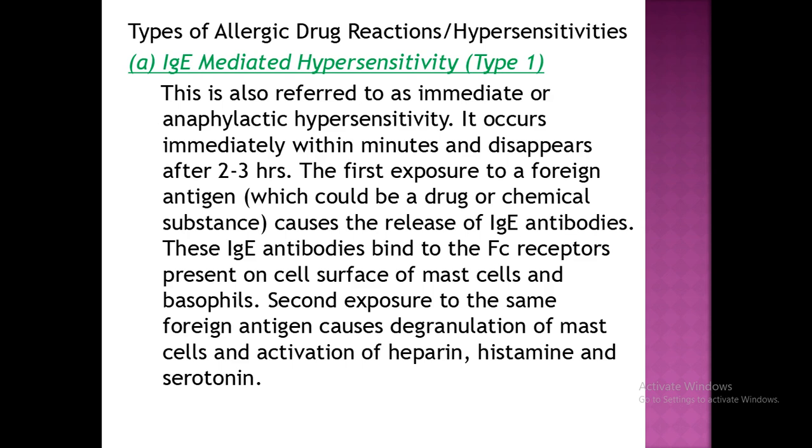The first exposure to a foreign antigen, which could be a drug or chemical substance, causes the release of IgE antibodies. So because of the first exposure of the drug, there will be release of IgE antibodies. These IgE antibodies bind to the Fc receptors present on cell surface of mast cells and basophils. So IgE antibodies go and bind to Fc receptors on mast cells and basophils.